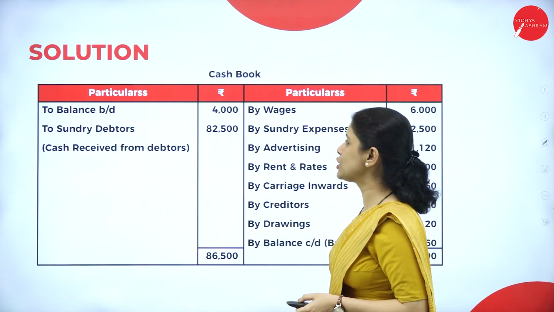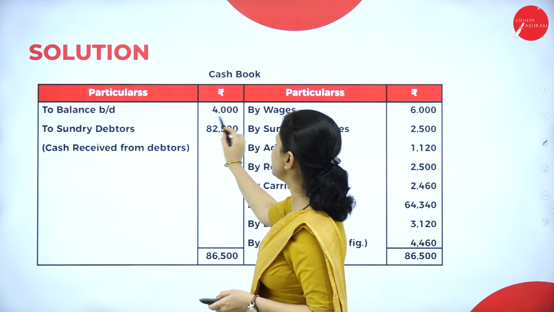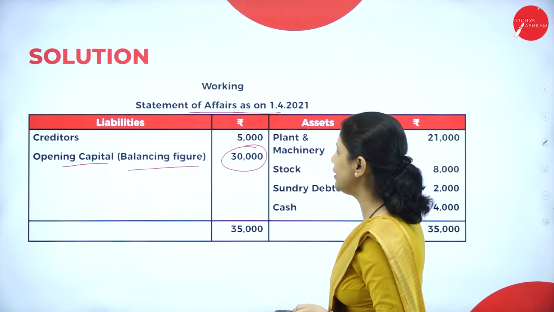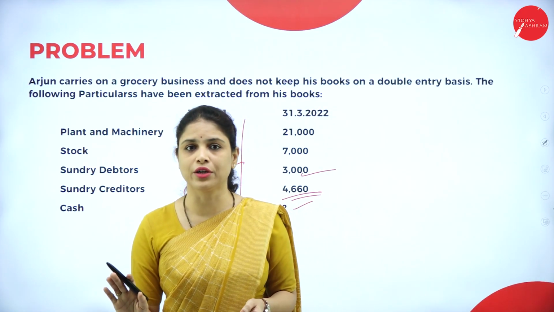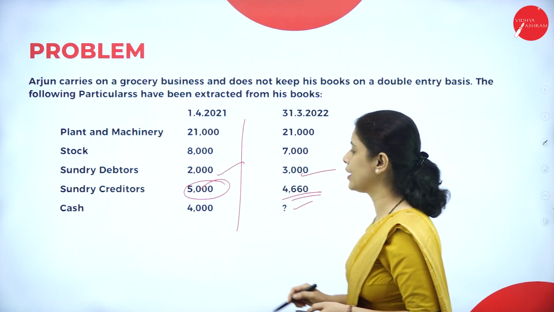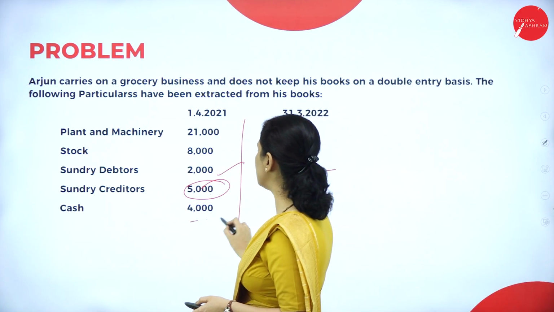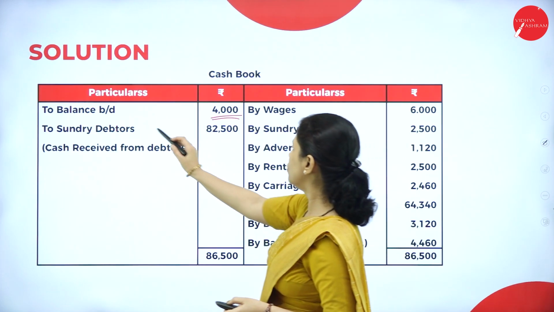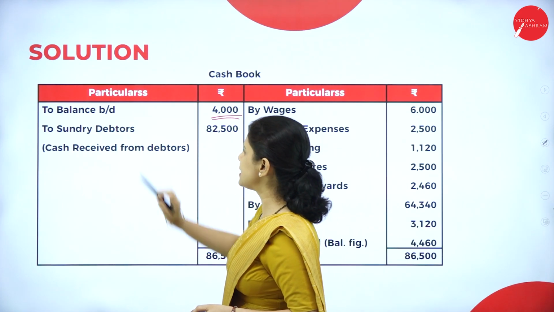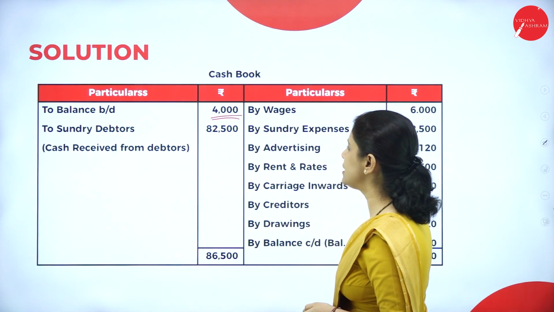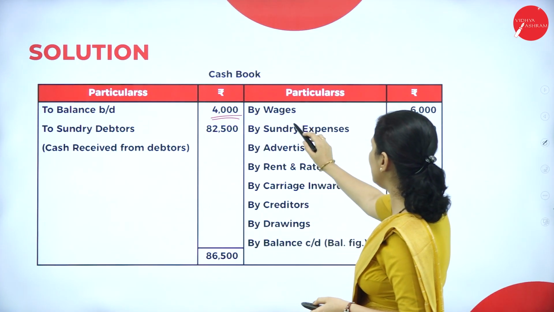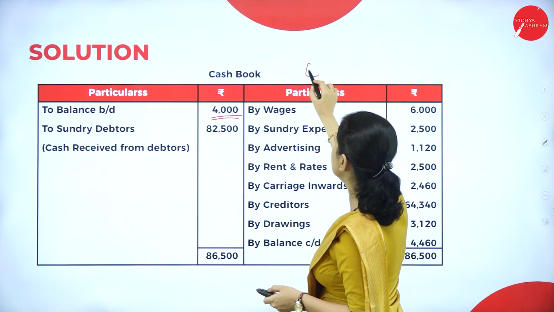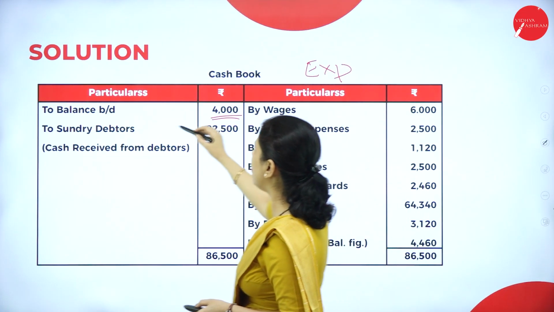Now let us go to the cash book. Here opening balance of cash we have to write. So here cash is given. If bank is given, bank account we have to open. If cash is given, cash account we have to open. So cash is given. So how much is that? 4,000. So to balance brought down 4,000. Next, sundry debtors. Cash received from sundry debtors. How much is that? 82,500. Now let us write all the expenses here. Here all the expenses. Here all the receipts.